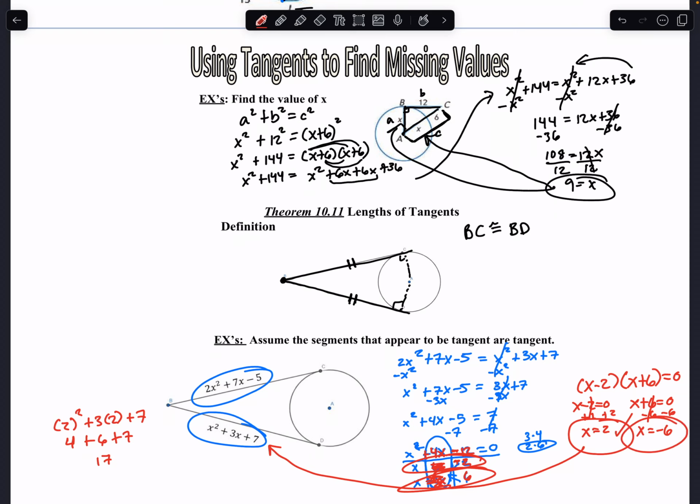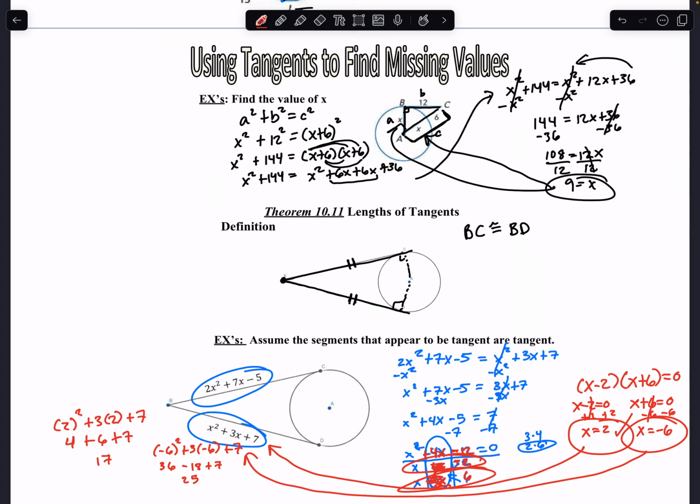I can do the same thing with the negative 6. Plug the negative 6 in here and see if I get a scenario that actually works. Remember, we cannot have negative lengths. So let's plug in the value inside and see if we get a negative length. So we got negative 6 squared plus 3 times negative 6 plus 7. Negative 6 times negative 6 is positive 36. 3 times negative 6 is negative 18, plus 7. When you add these values up, 36 minus 18 plus 7, we end up getting positive 25.